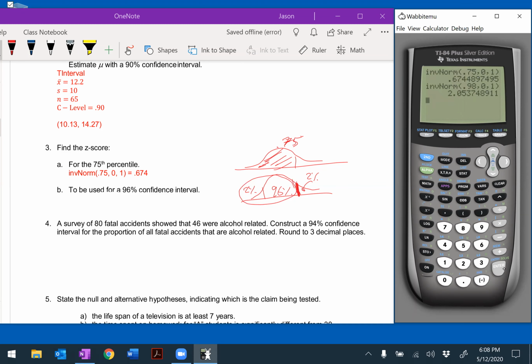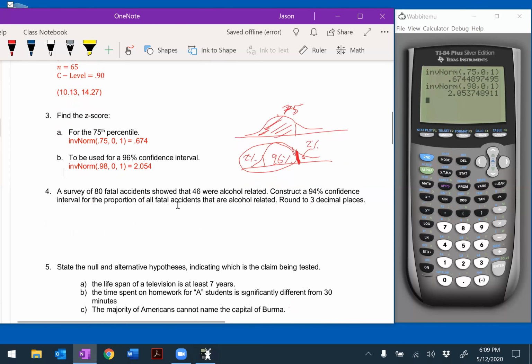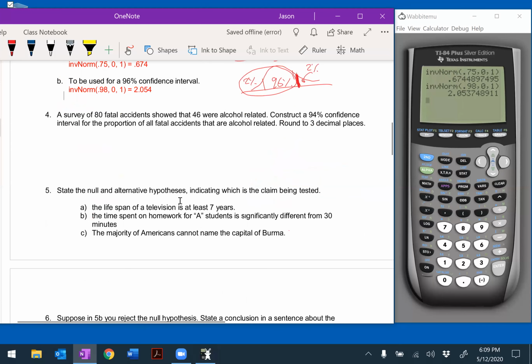And it tells me that it is 2.05. Okay, let's see what we got here. And that is correct, 2.054. Okay, inverse norm. Okay. Number 4, a survey of 80 fatal accidents showed that 46 were alcohol related.